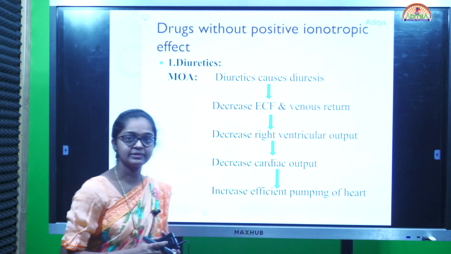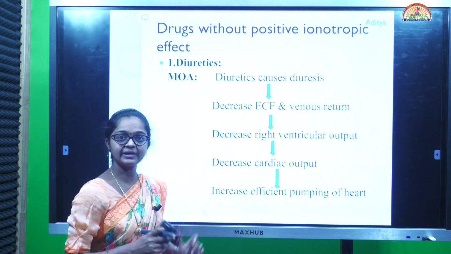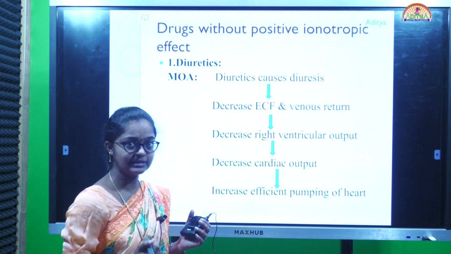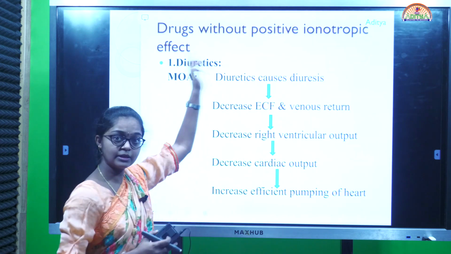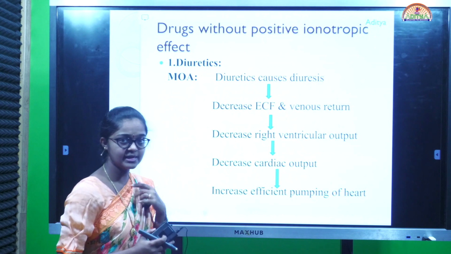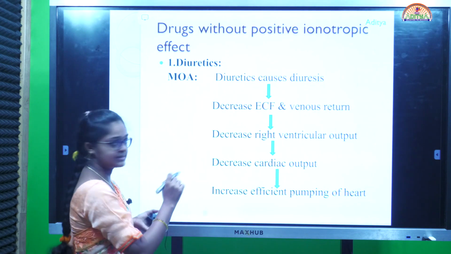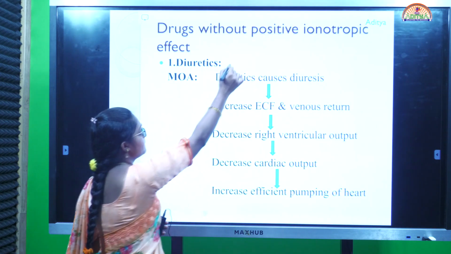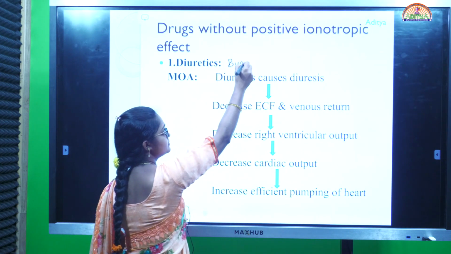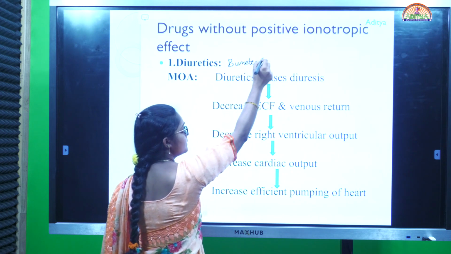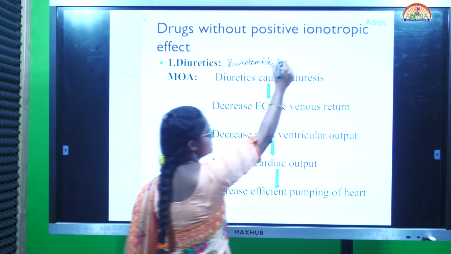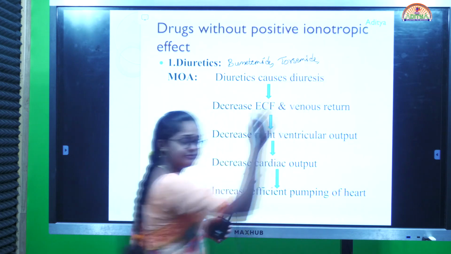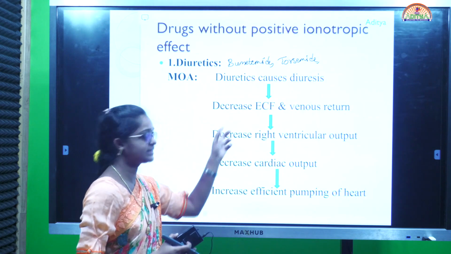Next, drugs without positive inotropic effect. Drugs with positive inotropic effect are also called cardiotonics, drugs used for the treatment of heart failure. But drugs without positive inotropic effect do not possess a positive effect. The first one is diuretics. Diuretic drugs include bumetanide, torsemide and furosemide.